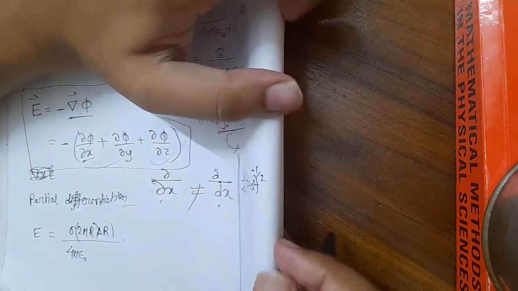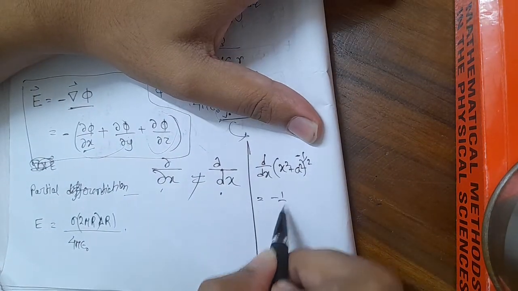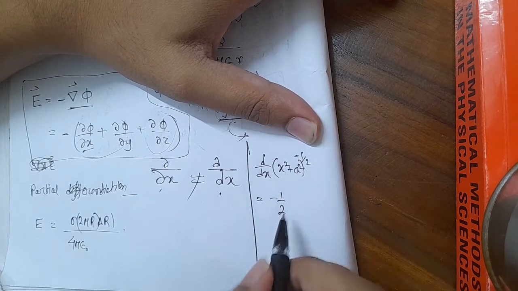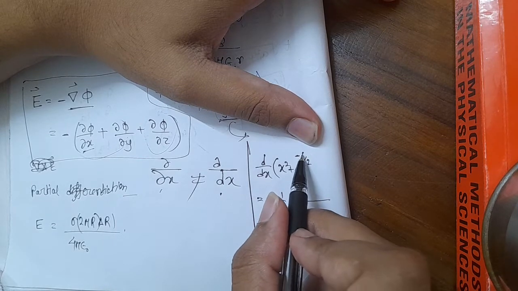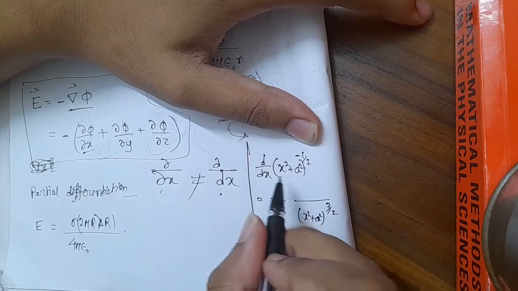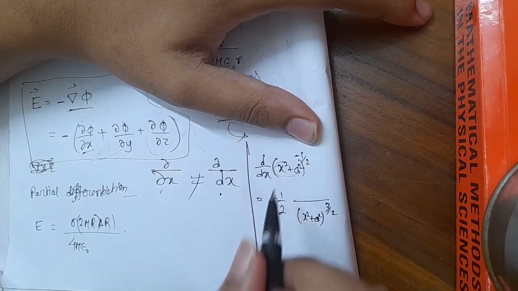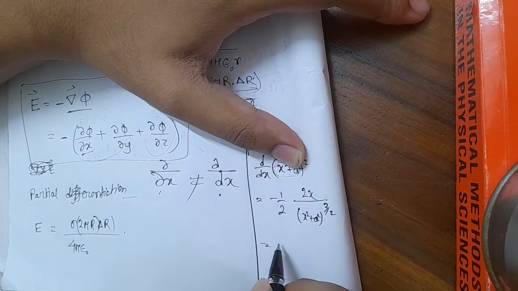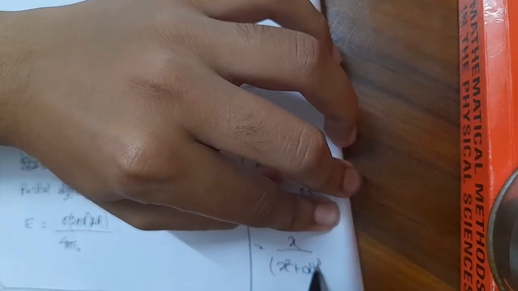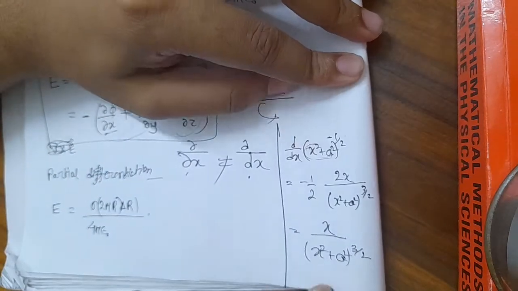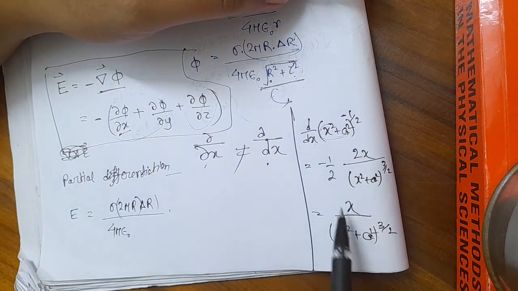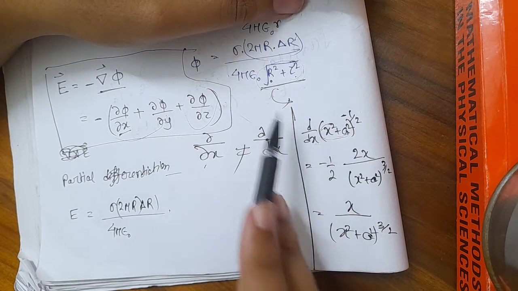Okay, let me do it for you. Minus half, plus minus 1 will be added here, so it will be minus 3 by 2. I am taking it down, (x square plus a square) to the power 3 by 2, and I will differentiate the inside one, chain rule, simple. So x by (x square plus a square) to the power 3 by 2. Done. So here instead of x it should be z, and instead of a it should be r.